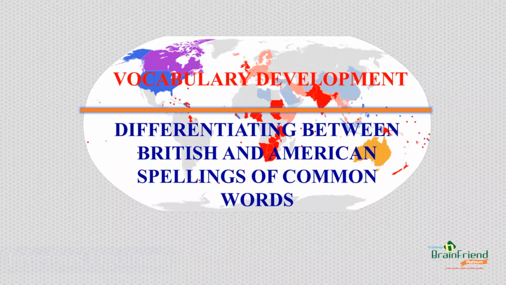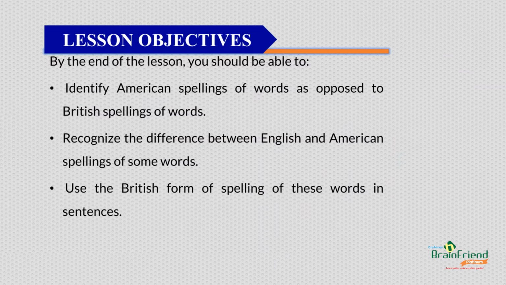Our theme for today is vocabulary development, and our topic is differentiating between British and American spellings of common words. By the end of the lesson, you should be able to identify American spellings of words as opposed to British spellings of words. Next, recognize the difference between English and American spellings of some words. And lastly, use the British form of spelling of these words in sentences.